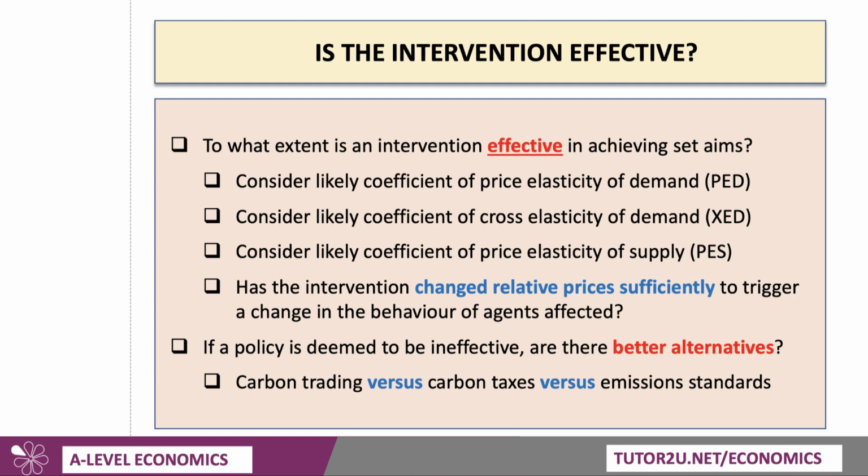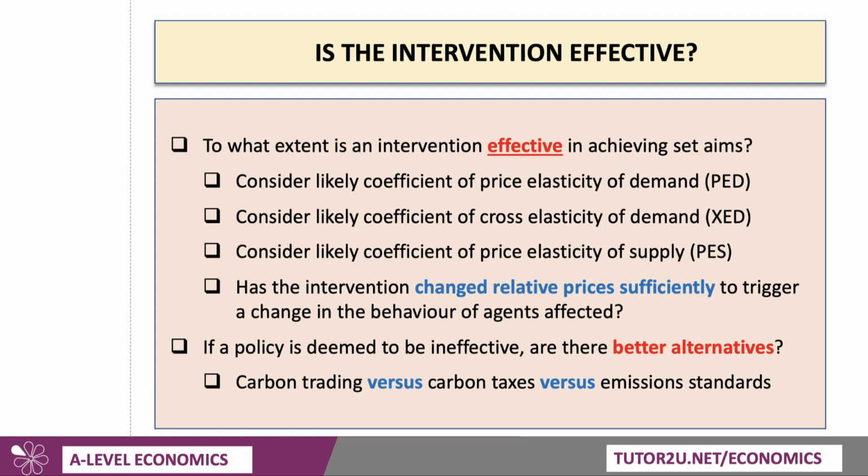Don't just use price elasticity, think also about cross-price elasticity. So, for example, if we put a tax on plastic, in theory, that should cause an increase in the demand for recycled plastic. If we put a tax on carbon, it should increase the demand for renewable energy. So those are substitutes. So therefore you need to think about the likely cross-price elasticity of demand. How easy is it to switch from one to the other?